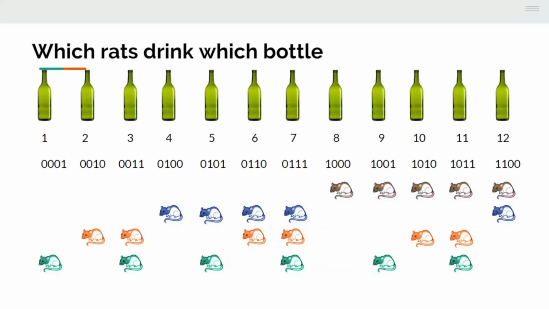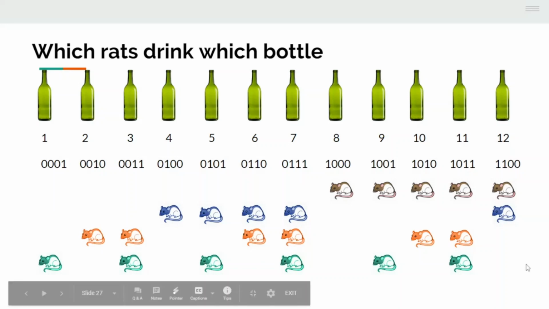And if we do that, the reds would drink the bottles in this respective order. So, for example, the rightmost digit is 1, so the green red drinks this first bottle. The second rightmost digit is 1, then the orange red drinks this bottle. So on for the blue and the brown reds.